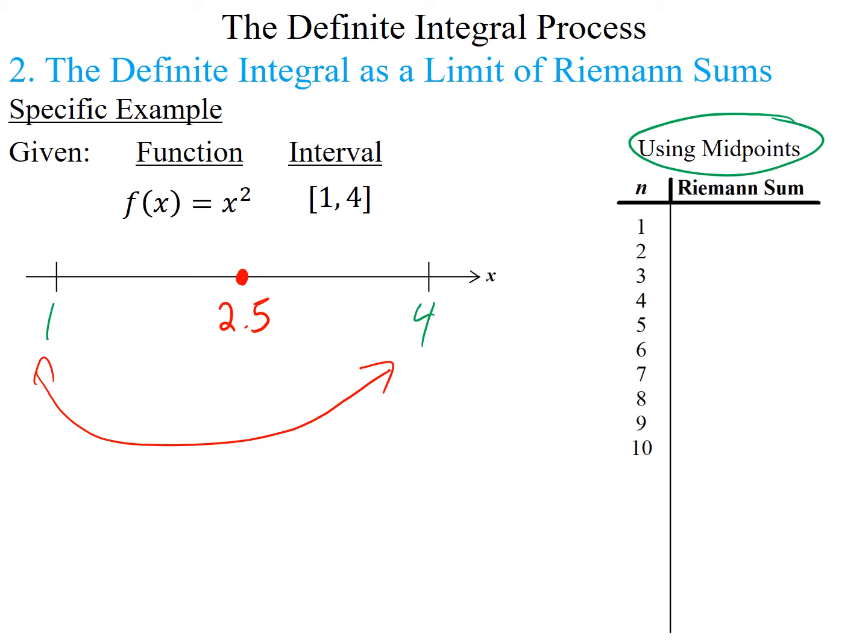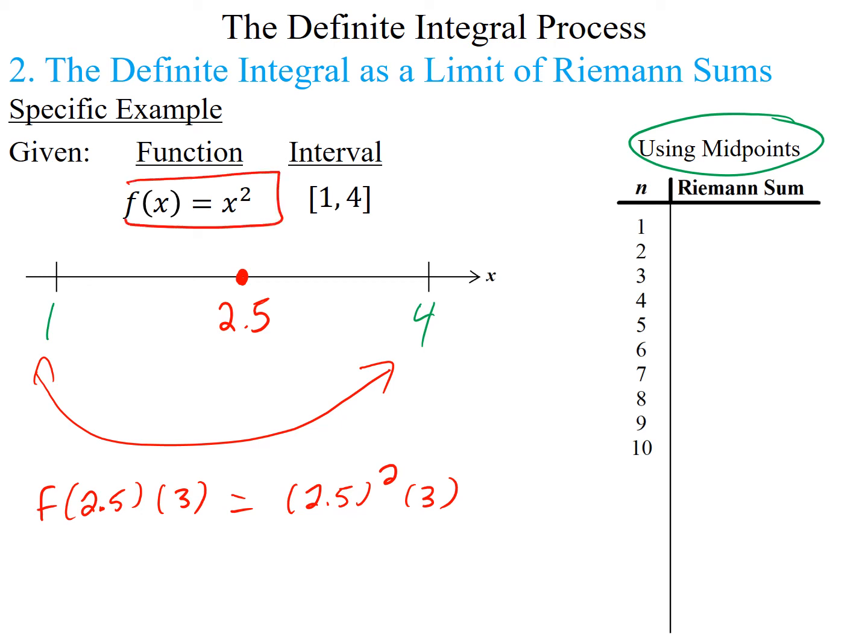So then the Riemann sum would be f of 2.5, because that's the number that gets plugged into the function, times the width, which is 3. So you would get 2.5 squared times 3. And again, please let me just remind you one more time that you're not always squaring the number. The only example we've looked at, the function was x squared. That's why we're squaring. Okay, and then you multiply by the width. So anyway, 2.5 squared times 3, and you get 18.75. And that's the number we put here.